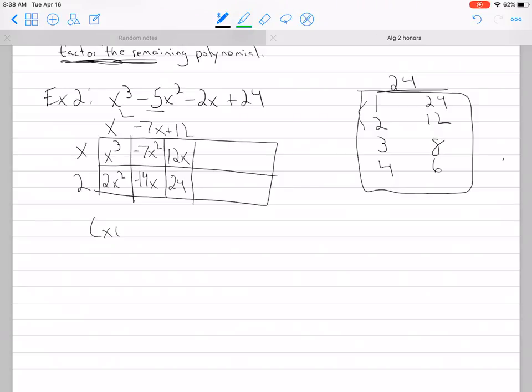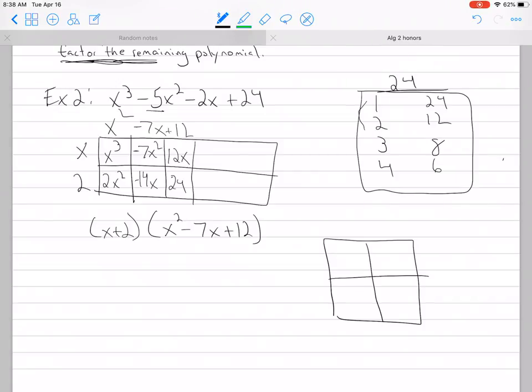So I know one of my factors is x plus 2. And then my remaining polynomial is x squared minus 7x plus 12. All right? So now, I just have to factor this final polynomial. I'm going to do it over here. I know x squared is going to go here. I know 12 is going to go here. I know this is going to be x, and this is going to be x. I know blank plus blank need to equal my middle term, which is negative 7.